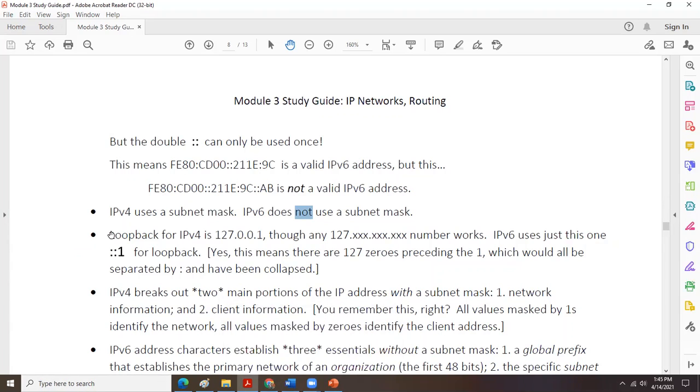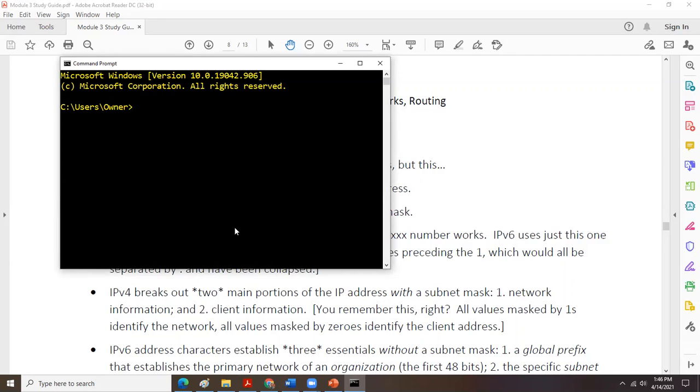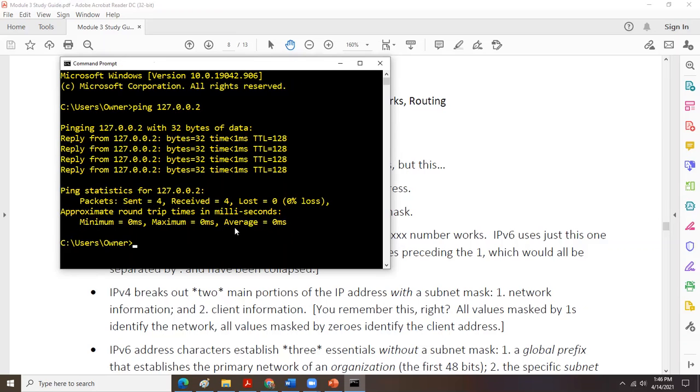Here's loopback. If you want to test to make sure your network is working, in an IPv4 world, we already said that 127.0.0.whatever is loopback. Now, what do I mean by loopback? If I were having a problem with my network and I wanted to make sure that my IP protocol was working at least, I could ping 127.0.0.1, or two or three, any number in the last octet is usually going to work. If I can ping myself, it means my IP protocol is working properly.